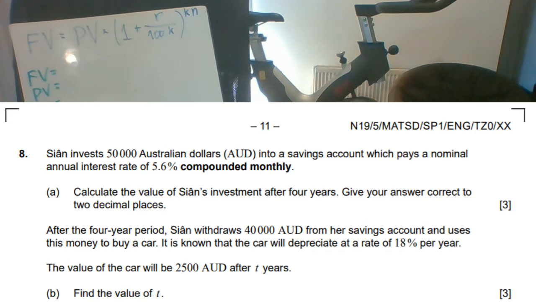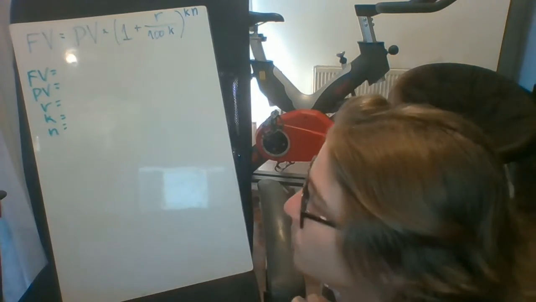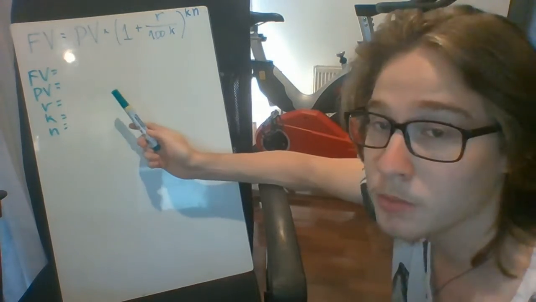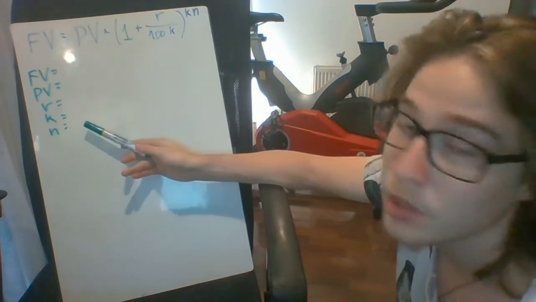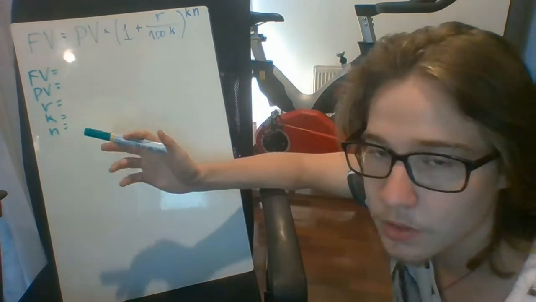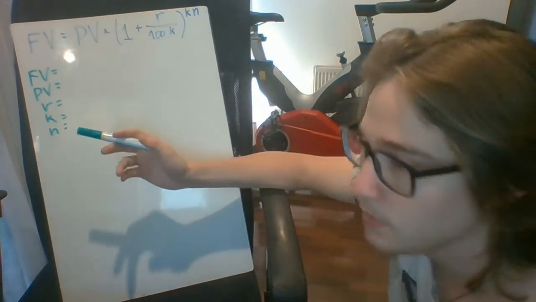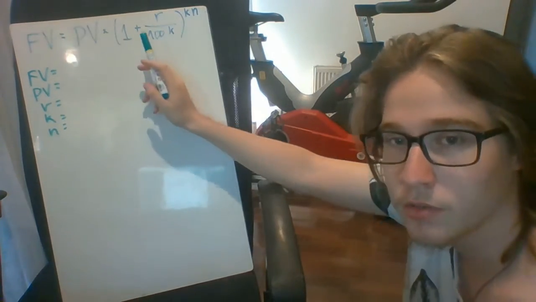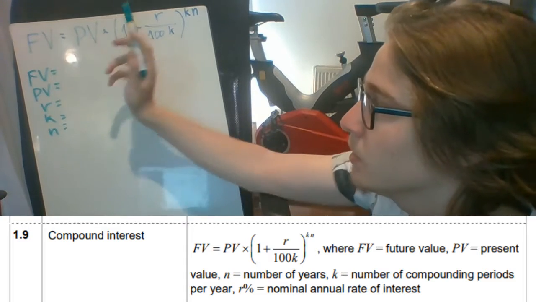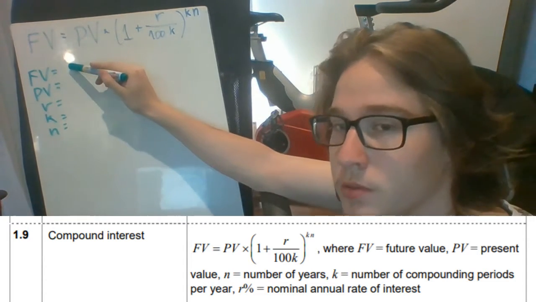Part A says calculate the value of Cyan's investment after 4 years and give the answer to two decimal places. For all of these problems, there's going to be five variables, and there's always going to be one that you do not have, but only one. The problem will always give you the other ones. So really get familiar with the equation in the formula booklet and understand what each of them is asking you. FV is future value.